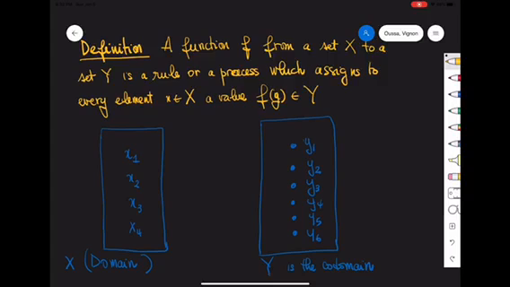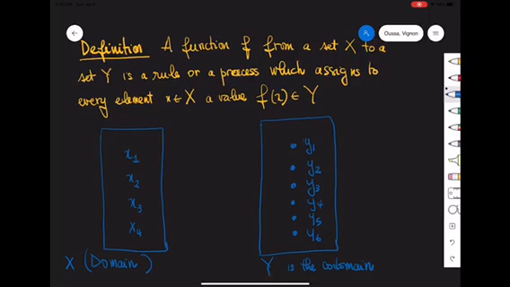Okay, so what is a function? A function, which we will denote little f, is simply a map between two sets. So a function f from a set X to another set, say Y, is a rule or a process or a procedure which assigns to every element little x in the set X a value or an object which we will call f of x in Y.